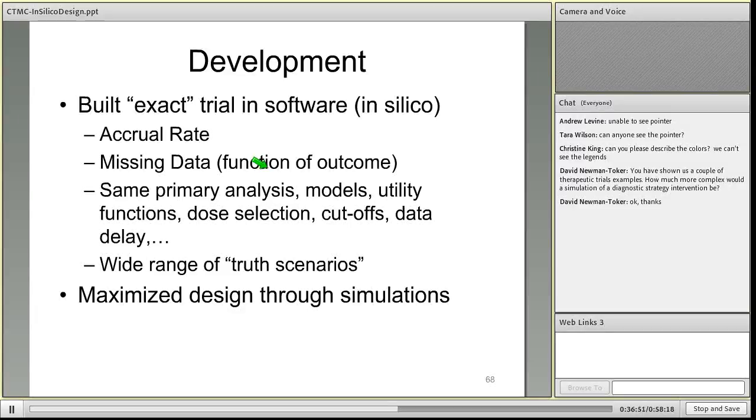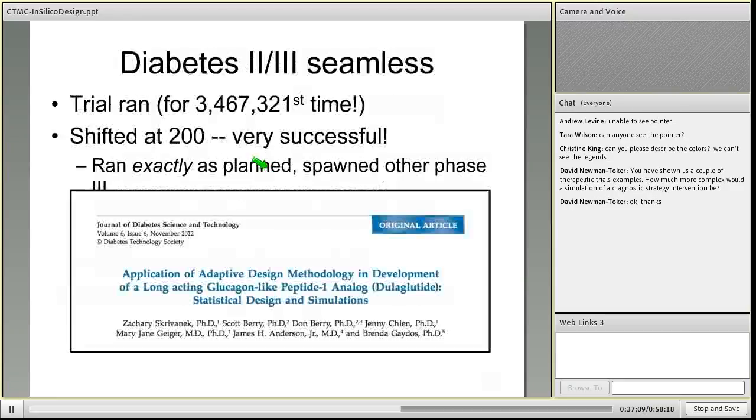And again, this was built in silico. We explored a wide range of accrual rates, missing data patterns, using exactly the primary analysis, exactly the dose response model for all 4 endpoints, the utility functions. It was all part of this software to simulate these. And again, we maximized the trial through the simulations.